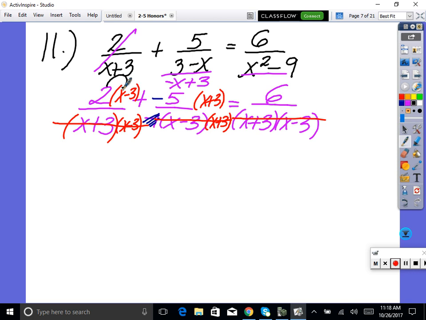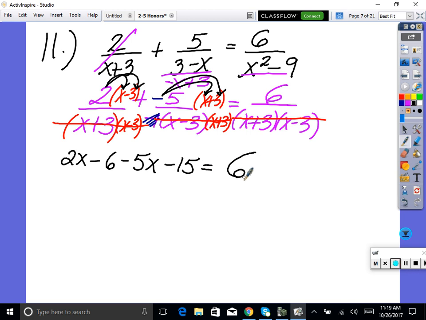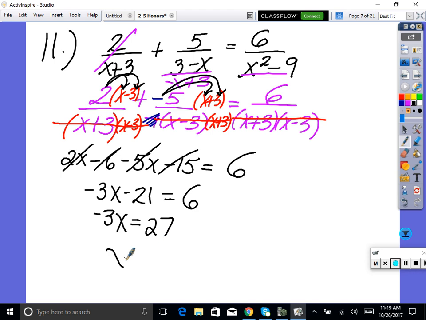Here we go. 2 times x is 2x. 2 times negative 3, negative 6. Everybody with me? And then we have negative 5 times x, negative 5x. Negative 5 times positive 3, negative 15, and that equals 6. Now look, it's just a linear equation, so combine like terms. So that's negative 3x minus 21, no x on that. Hold the x, add 21. So x equals negative 9, and then I would check my answer.